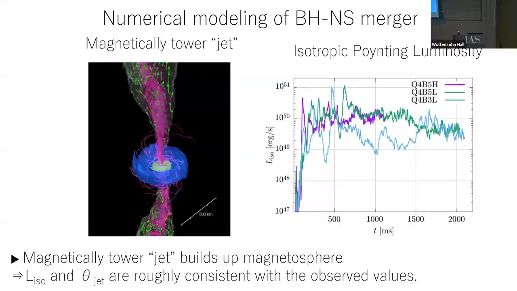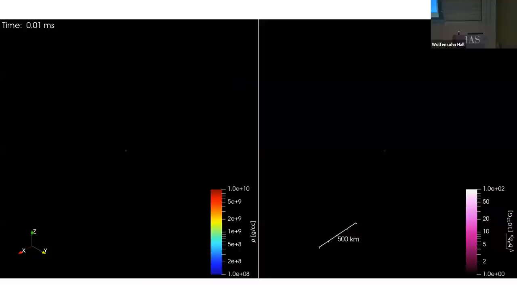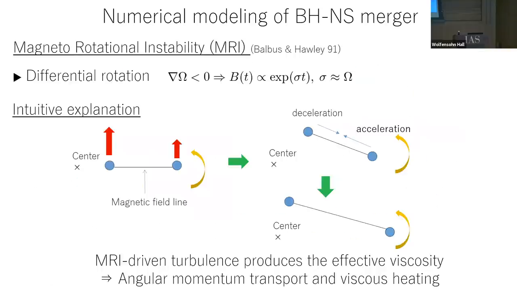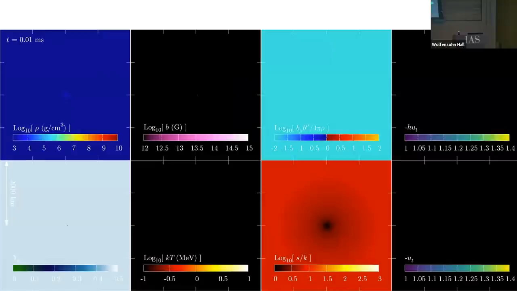I've noticed that in your magnetic field values, they went up to 10 to the 15 Gauss in the neutron star. How realistic is it? In this simulation, of course, we assume ultra strong magnetic field strengths to resolve the MRI. Specifically speaking, we assume 10 to the 16 Gauss. It's not a realistic value.